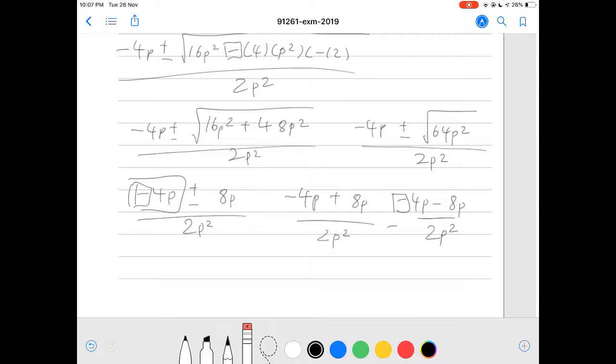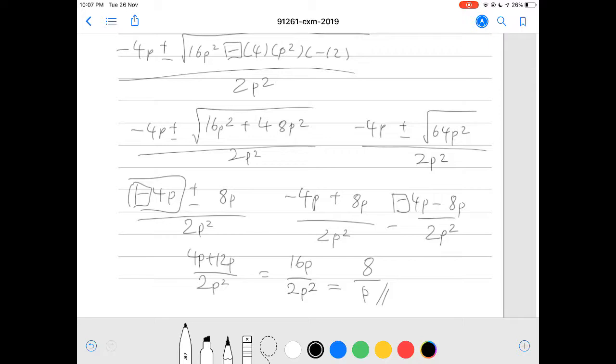So that becomes negative 4p minus 8p. That's negative 12p. Double negative makes a positive, so it becomes 4p plus 12p over 2p squared. And that becomes 16p over 2p squared. And now it's just a matter of simplifying. 16 over 2 is 8. And then this p and p can cancel out. So 8 over p. And that should be our final answer.